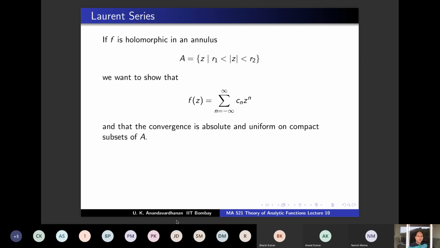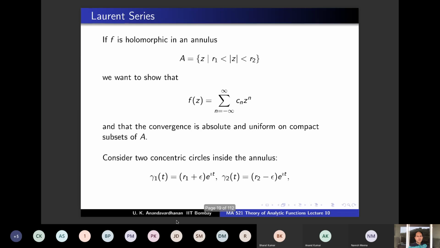So this is what we will do first, and this also follows from Cauchy's theorem. Consider two concentric circles inside the annulus. Let gamma 1(t) be, so I'm taking inside the annulus, let epsilon be slightly positive, a circle centered around 0 with radius r1 plus epsilon, so that's inside the annulus. Also radius r2 minus epsilon, so that's also inside the annulus. t is between 0 and 2 pi.